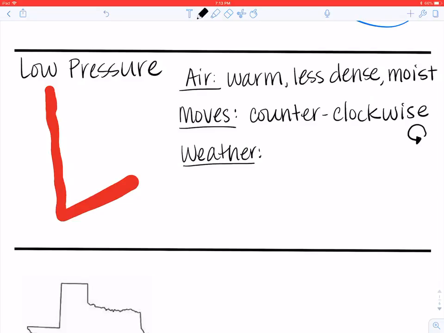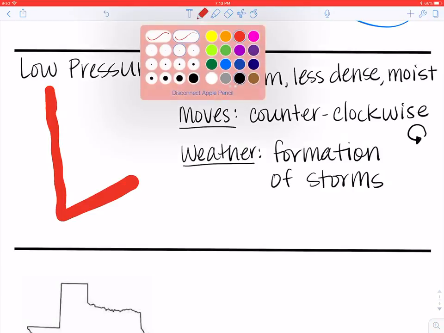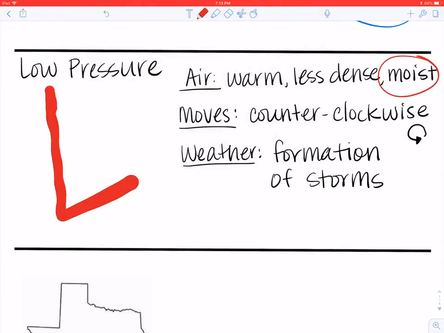Because low pressure systems have rising, warm, moist air, we are going to see the formation of storms at low pressure systems. So all of that rising, moist, warm air is going to start to condense and create clouds and then precipitation. So we tend to see a lot of storms surrounding low pressure areas. Grab your red color and I want you to circle the words moist and storms. Those are two terms that are really important to remember when looking at low pressure.